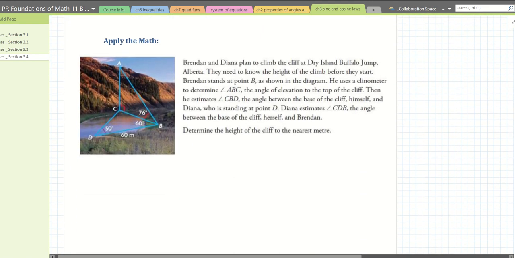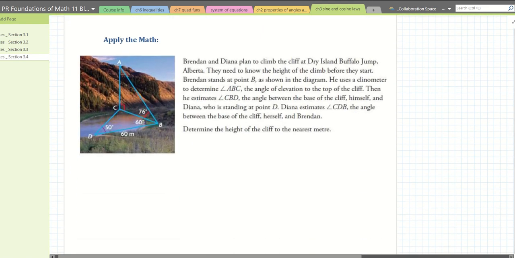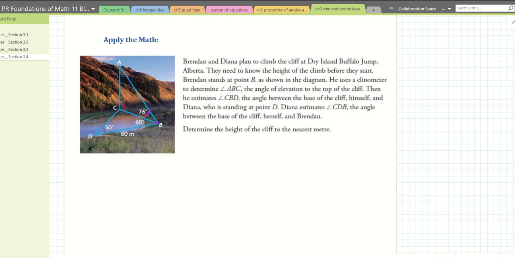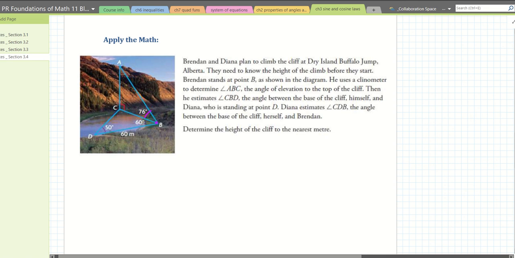So the second question, we have Brendan and Diana. They plan to climb a cliff at Dry Island Buffalo Jump in Alberta. They need to know the height of the climb before they start. So let's say they have to figure out how much rope they need to bring. Brendan stands at point B. As shown in the diagram, he uses a clinometer, a tool for measuring angles, to determine the angle ABC. So he's looking at this angle here. Now, this is the angle of elevation because he's standing on the bottom, looking up at the top of the mountain. So that angle he measures to be 76 degrees.